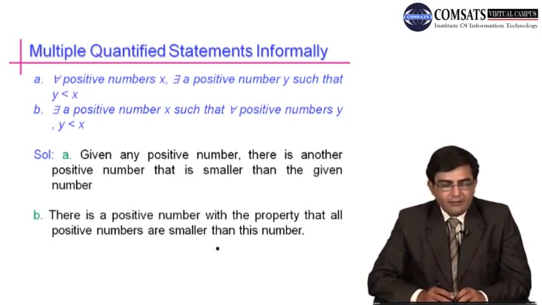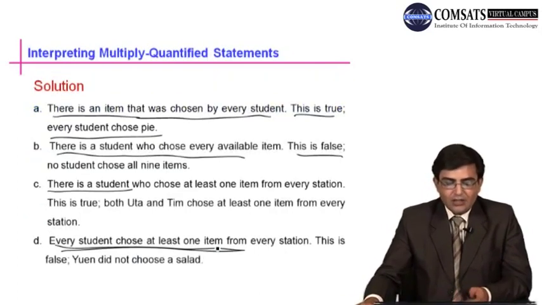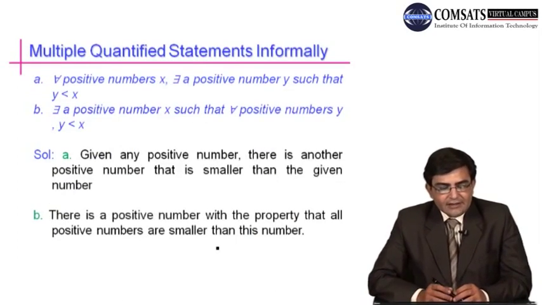In this example we have part A: for all positive numbers X. This statement is something different. It involves purely mathematics, but in the previous example we had a common problem from daily life. In this example we have: for all positive numbers X there is a positive number Y such that Y is less than X. What does it mean? It means for all positive numbers X there is a positive number Y such that Y is less than X.